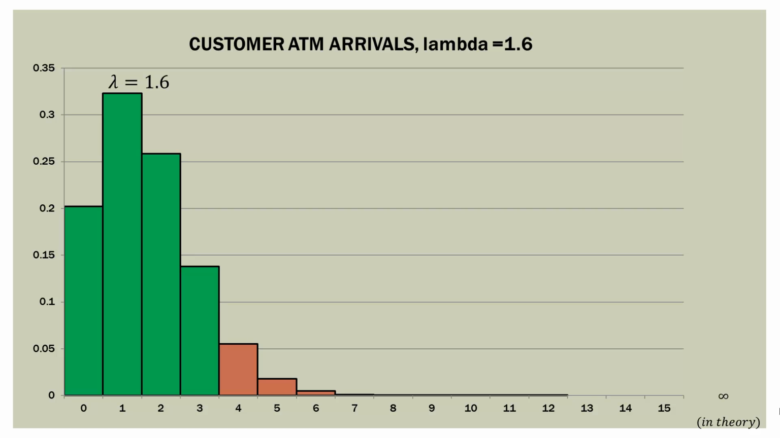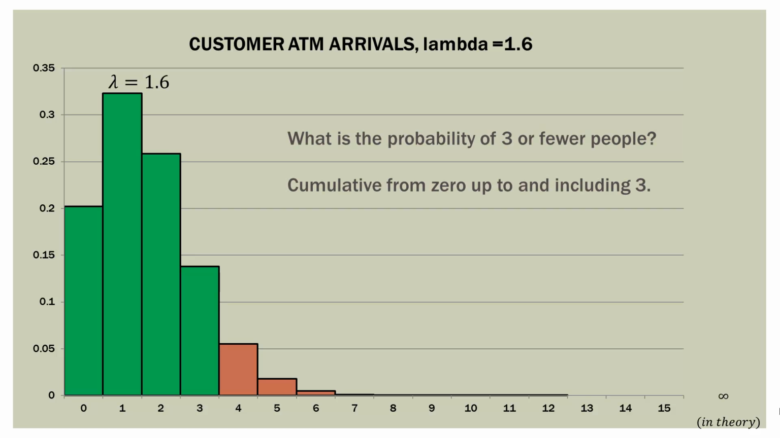Now we're interested in the probability of 3 or fewer. So what is the probability of 3 or fewer people walking up to the ATM during any given 10-minute interval? I've highlighted that there in the green. So 3 or fewer. That's 3, 2, 1, or 0. Now we call that the cumulative probability from 0 all the way up to 3. So if we add up the height of all those bars that are there in the green, that will be our answer. But of course, there's a function in the calculator that will do it for us.